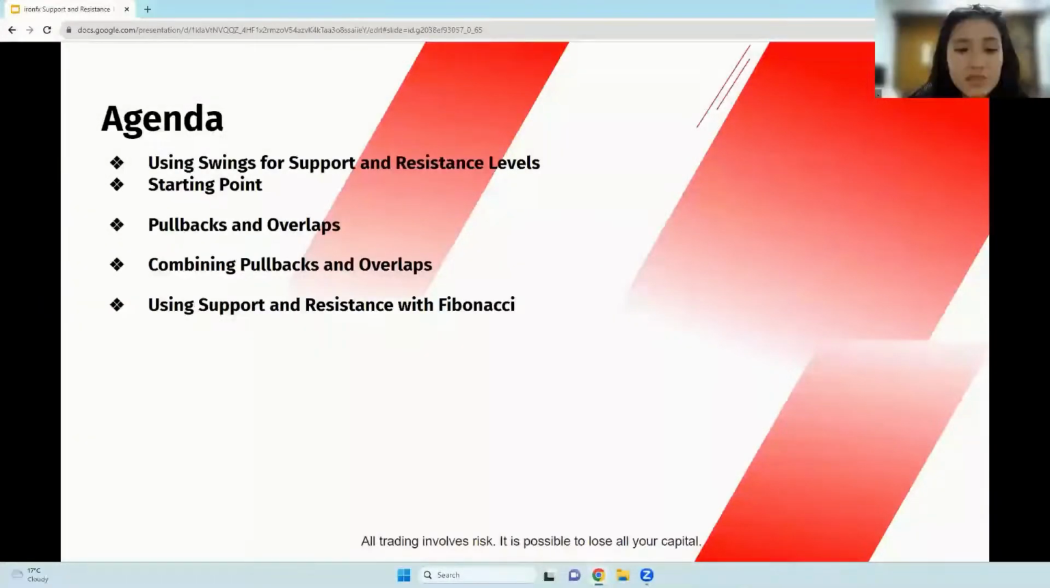So here's our agenda for today. Firstly, we'll be looking at using swings for support and resistance levels, followed by looking at where exactly you should place your starting points. And then we'll be going into pullbacks and overlaps and combining these two in order to use these with Fibonacci as well.